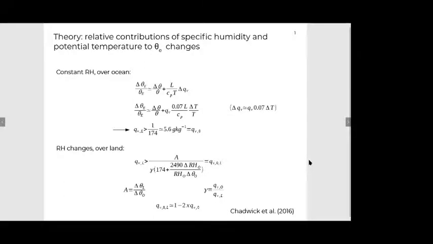In practice, the threshold specific humidity over land, above which specific humidity changes will dominate heat stress changes, is about 1 to 2 times this QV0 for changes over ocean at fixed relative humidity.